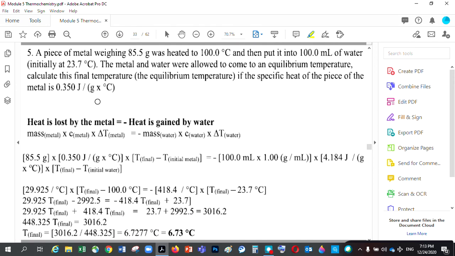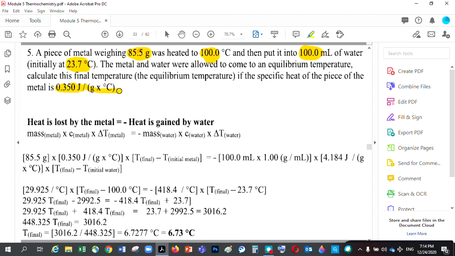Let's go further. A piece of metal weighing 85.5 grams was heated to 100 degrees Celsius. This is the mass, and it is heated to this, correct? That's the initial temperature of the metal before inserting it into H2O. It is put into 100 milliliters, that's 100 grams, because the density of H2O is 1 gram per mL, so you have to convert the mL into grams of H2O. That's the initial temperature for H2O. The metal and water were allowed to come to thermal equilibrium. Calculate the final temperature if the specific heat of the metal is this.